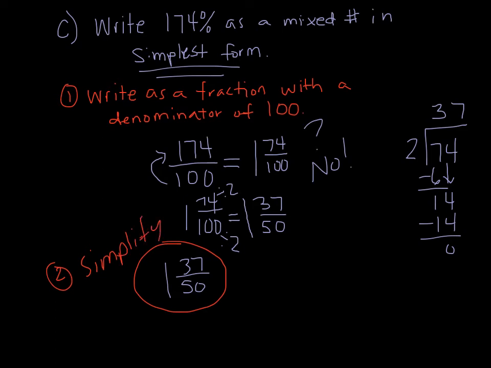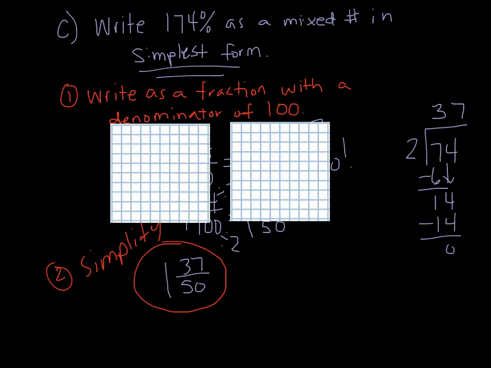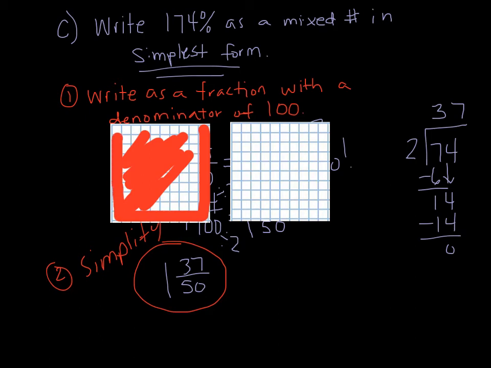Write 174% as a mixed number in simplest form. Our answer is 1 and 37/50ths. Real quick, let's look at what it would look like on the graph paper like this. So I would need 2 of them because my first one would be filled completely because you're dealing with one whole.